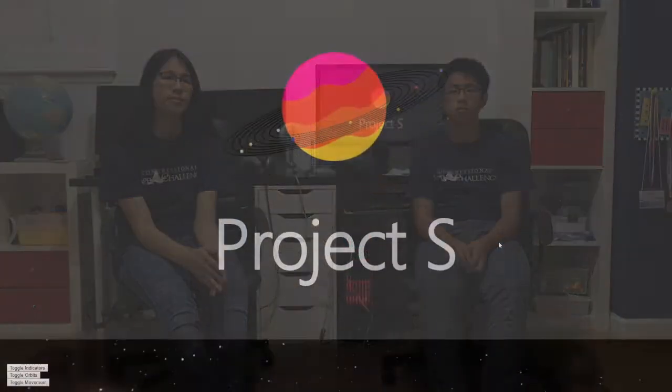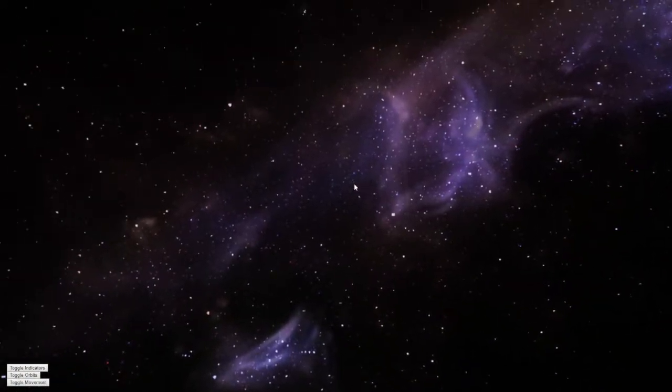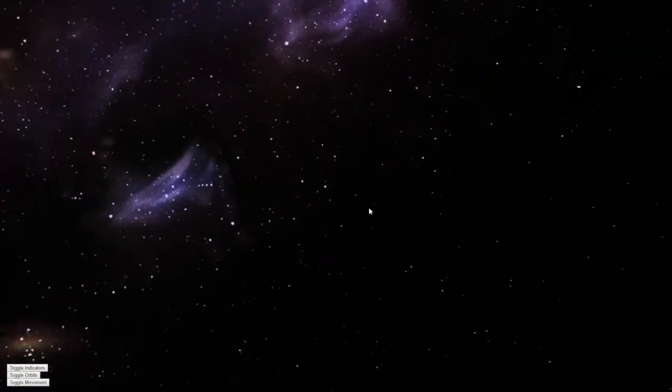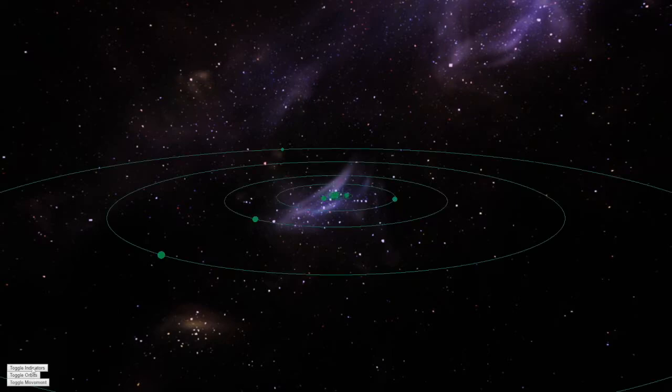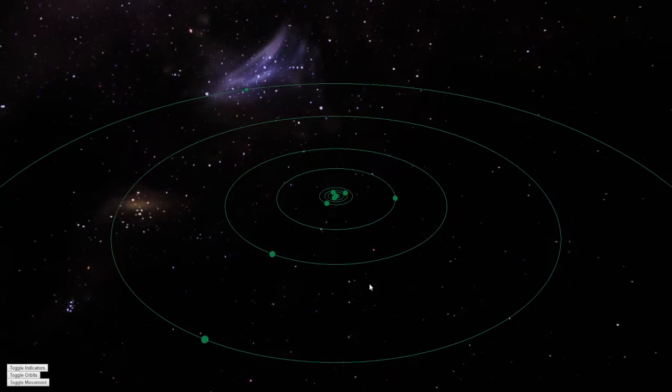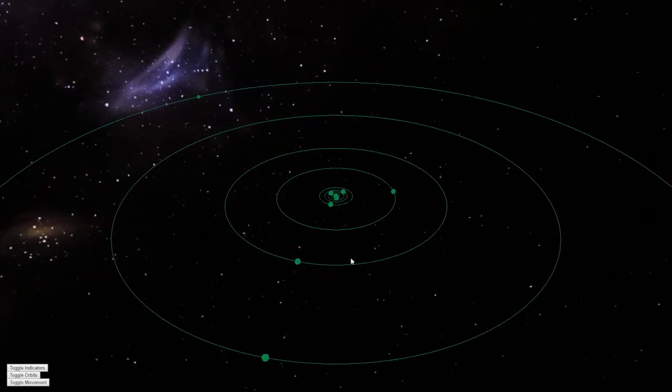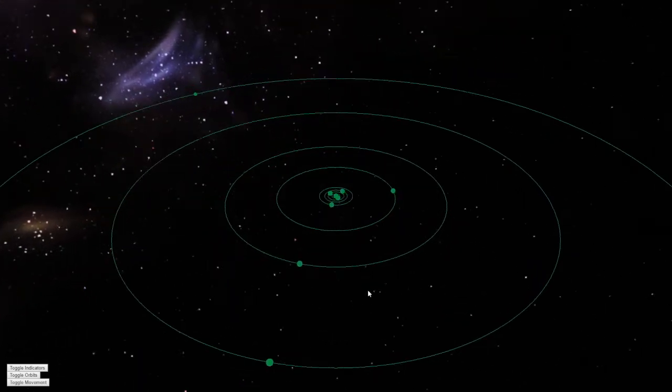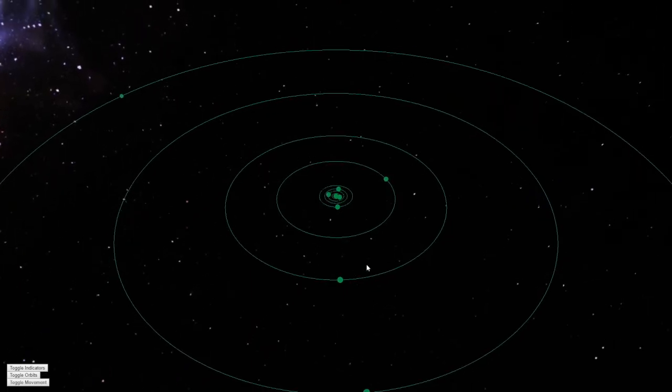The aim of Project S is simple: to provide a to-scale model of the solar system to any teacher who needs it. Upon opening the application, you'll be greeted by what appears to be empty space. However, toggling orbits and indicators will show us that the planets and sun are all here, simply too small to see from this distance. If you look closely, you'll even notice that the planets are slowly orbiting around the sun.